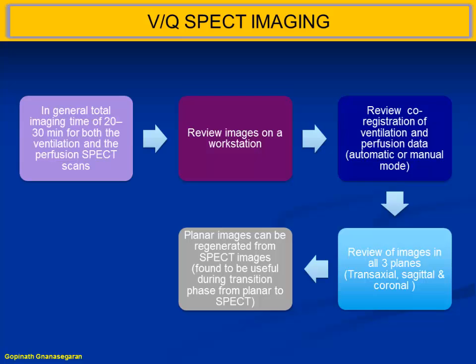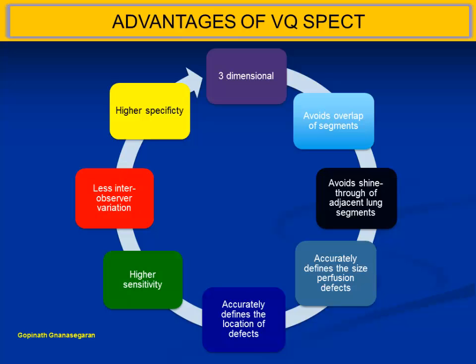VQ SPECT, in general, takes about 20 to 30 minutes. You can review the images on the workstation. And as I said earlier, you can always reformat; the planar images can be regenerated from the SPECT images if you're not comfortable. But without the CT, I feel, and it's the departmental opinion also, you'll be slightly overcalling smaller perfusion defects when you're reporting based on the SPECT. And there are some false positives, which are very clear cut on the SPECT images, but using SPECT CT, you can eliminate the false positives.